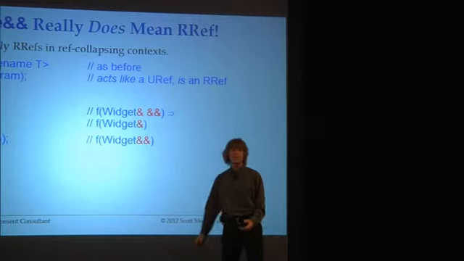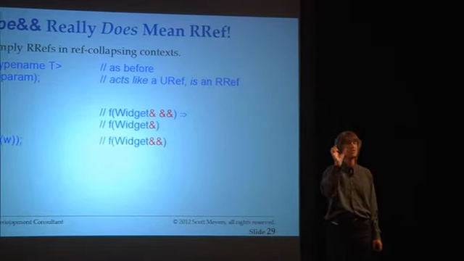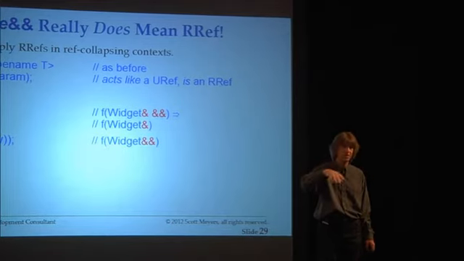Okay, so the question essentially is, why is there this restriction that you only get this behavior on the very specific syntactic form T&&? Why can't you put a const in front of everything else?